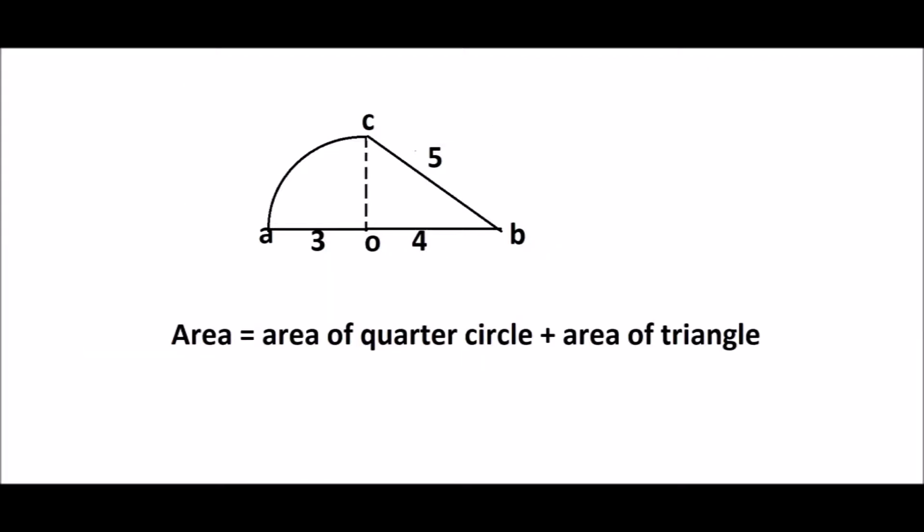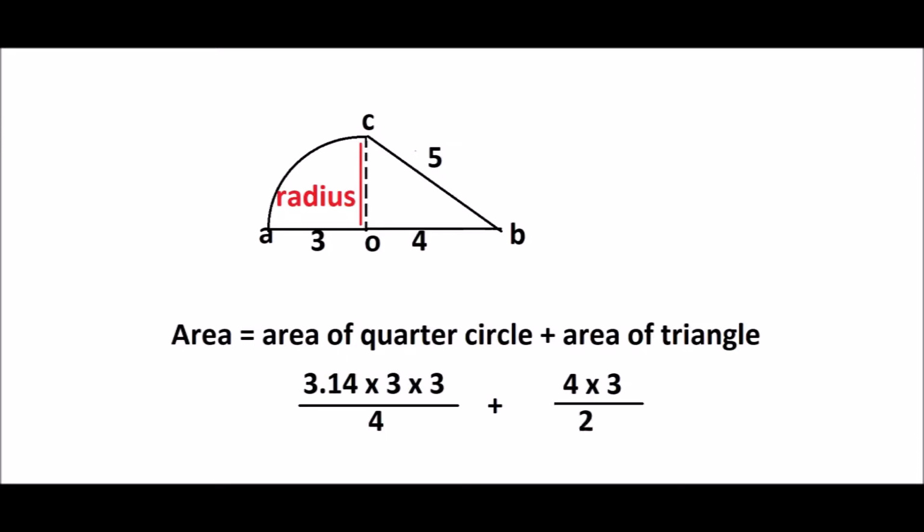For the area, the key is to add both areas. The area of the quarter circle is pi times radius times radius. Don't forget to divide it by 4 because it is a quarter circle. Plus, the area of the triangle is 4 times 3 because the 3 is the height and it is the same size as the radius. Don't forget to divide by 2. It is a triangle, don't forget.